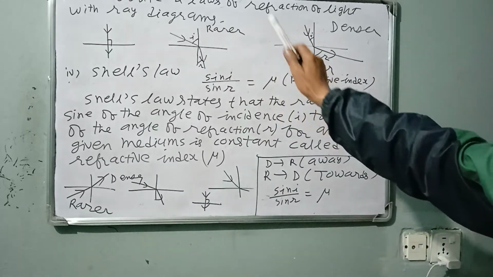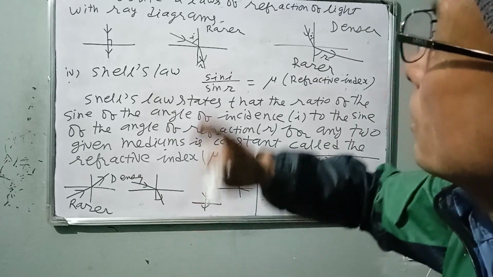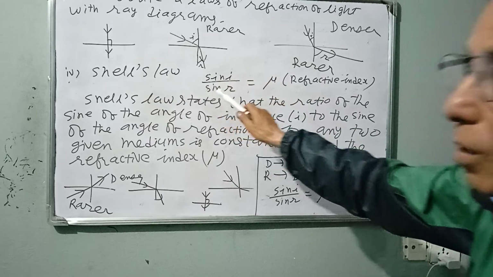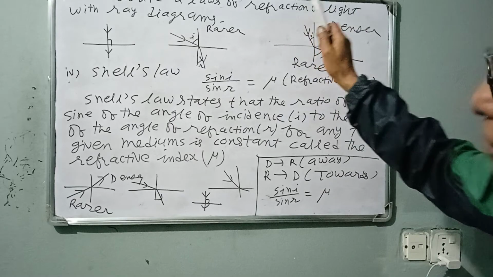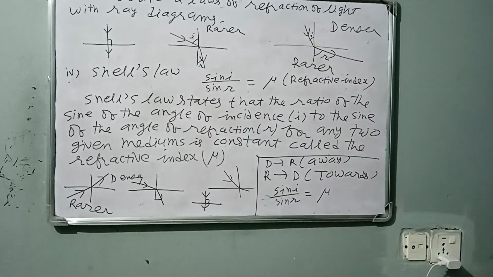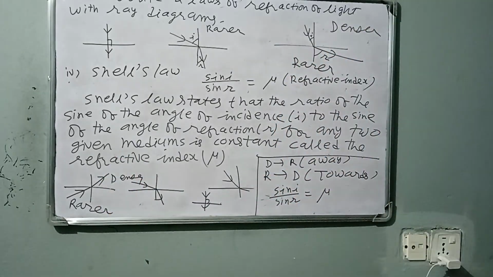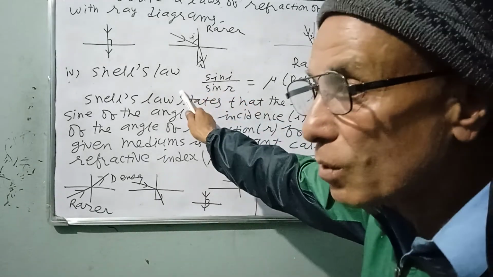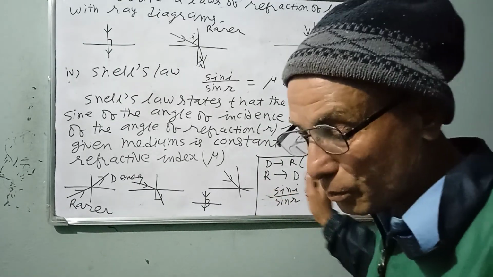In case of law of reflection of light, Snell's law does not hold. Snell's law does not apply in reflection, it applies in refraction. Snell's law is applicable only in case of refraction of light, but Snell's law is not true when a ray is normally incident. If a ray is normally incident or incident at 90 degree, Snell's law does not hold. If the ray comes at 90 degree, Snell's law does not apply. This is sin i by sin r equal mu. This much for today.